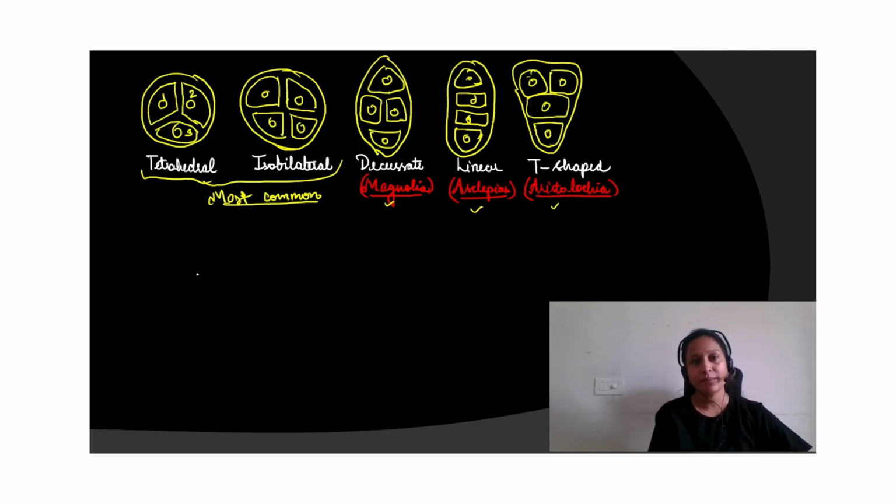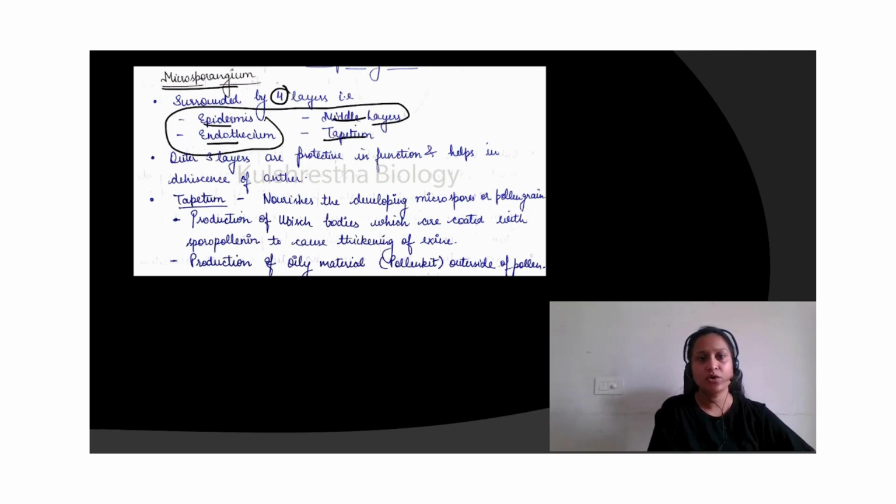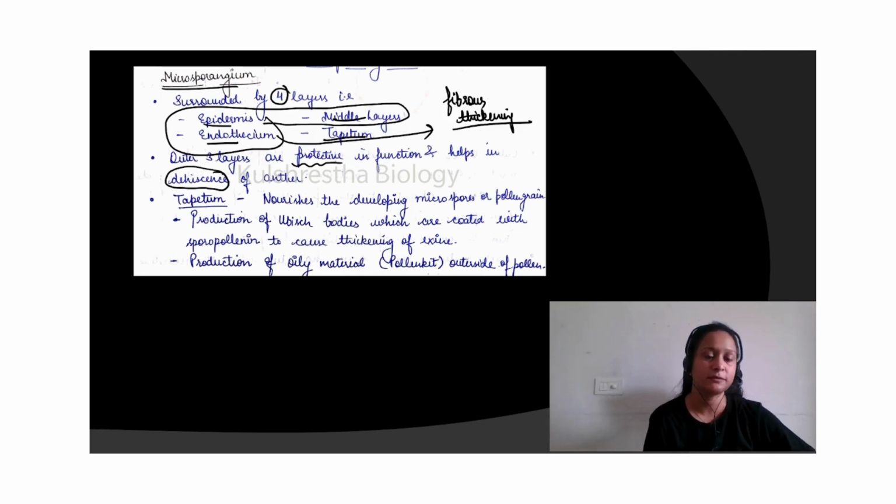Now let us see how the microspore is formed from the sporogenous cell which behaves as a microspore mother cell. Right? So whatever is written here, I hope it is clear. Microsporangium, it is surrounded by 4 layers. We have seen epidermis, endothecium, middle layer, and the tapetum. The starting 3 help in protection. They have a protective function and they help in the dehiscence. Especially this endothecium. Endothecium has fibrous thickening, which helps in the dehiscence of the anther.